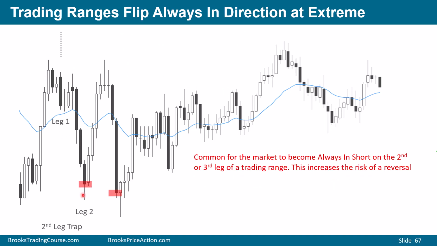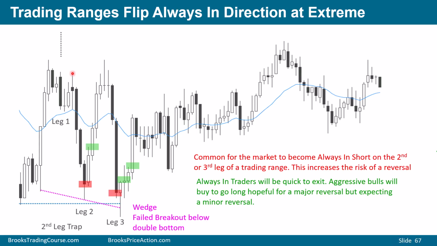When you see 2 legs down in a breakout at support, it's better to wait for a pullback or don't take the breakout. It's common for the market to become always in short on the second or third leg of a trading range, which increases the risk of a reversal. Leg 1, leg 2, reversal up, and then leg 3. You can call it a second leg trap, 1, 2, and then a reversal testing the top of the second leg. And because of that, you'll have bulls waiting for the reversals and buying once they see the reversal happen.